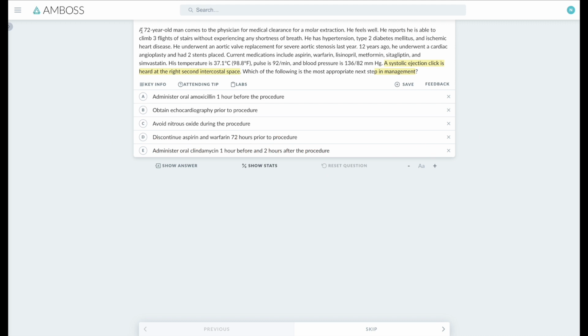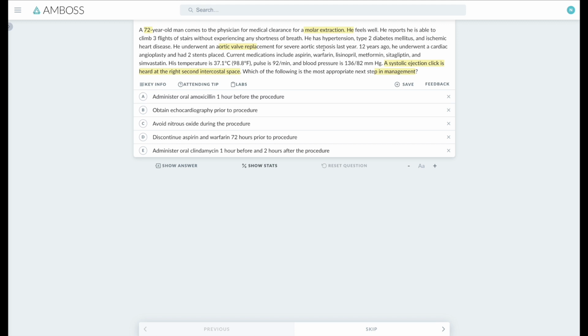So a 72-year-old man, so that's an elderly man, I have to highlight that, comes to the physician for medical clearance for a molar extraction. I'm going to highlight that as well. He reports he's able to climb 3 flights of stairs without experiencing any shortness of breath. He has hypertension, type 2 diabetes, and ischemic heart disease. I'm going to skip over this because I know this is kind of a triad, that there is atherosclerosis and there is ischemic heart disease. He underwent an aortic valve replacement for severe aortic stenosis last year, and now I'm correlating this with the systolic ejection click heard earlier, and I'm correlating this with molar extraction.